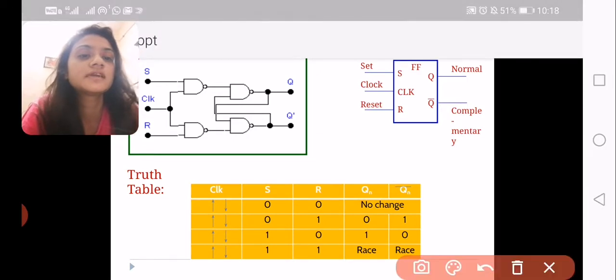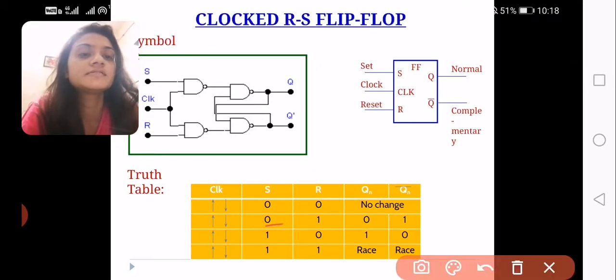Next, if the value of S is 0 and R is 1, the output Q will be 0. Q is your output, and Q bar is the complement of this. Here the value is 0 because the reset condition is satisfied. R means reset. If it is 1, you will find 0. In the same way, if S, that means set, is 1 and R is 0, you will find the output as 1, because S is 1. S is 1 means set condition. Set condition means 1 value.